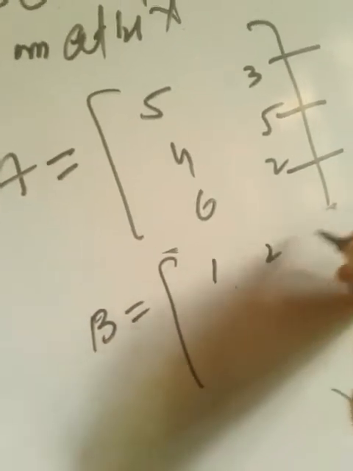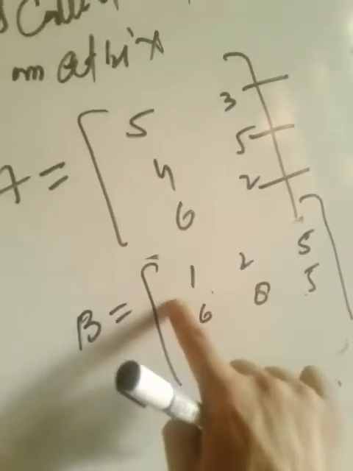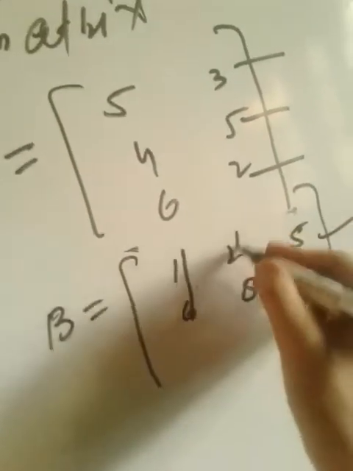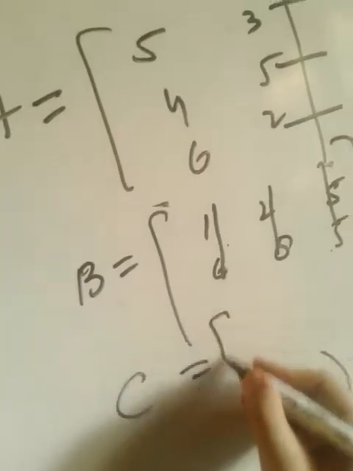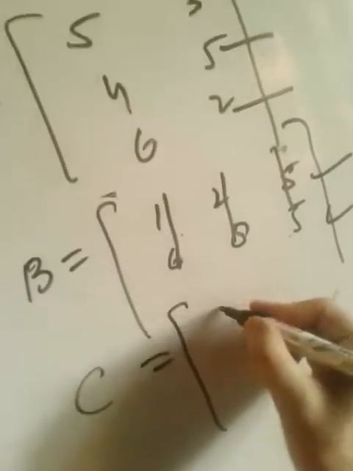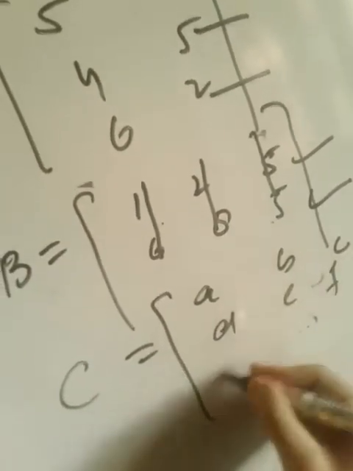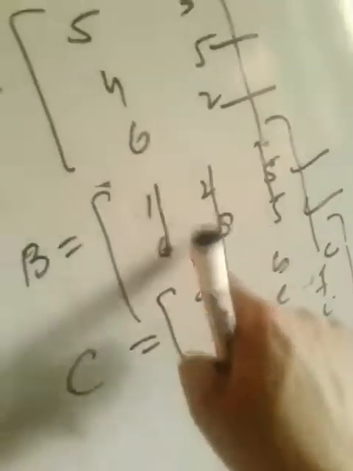We will keep it 1, 2, 5, 6, 8, 5. This is another matrix. Here we have how many rows? Row 1, row 2. How many columns? Column 1, column 2, column 3. Again, suppose C is another matrix: A, B, C, D, E, F, G, H, I. So how many rows? Row 1, row 2, row 3, column 1, column 2, column 3.